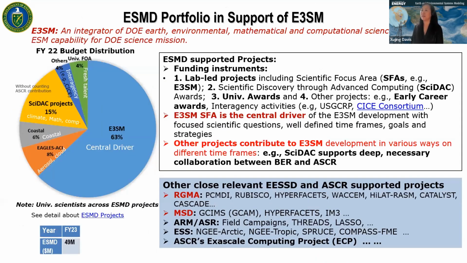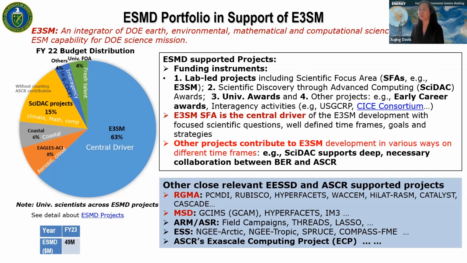Next, please. Within the ESMD portfolio, the E3SM project has more than 60% of the total budget and is a central driver for E3SM development. The project is tasked by DOE to deliver a major version of the model every 3 to 4 years. Therefore, the project is on a rigorous model development cycle. The project has very focused scientific questions, well-defined timeframes, and well-designed goals and strategies for short-term and long-term. Other ESMD projects contribute to E3SM development in different ways on different timeframes.